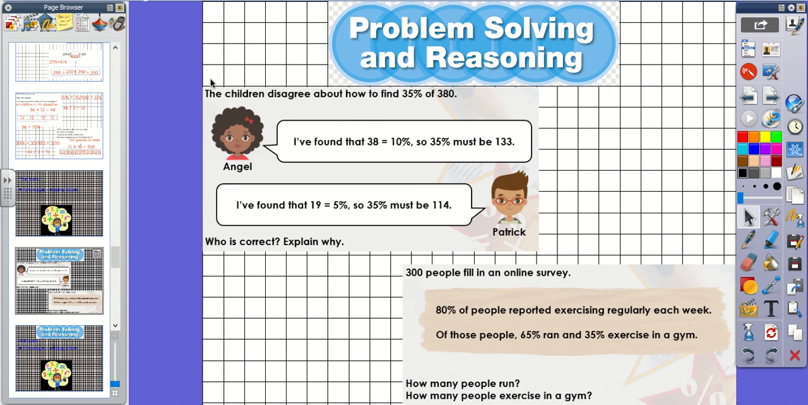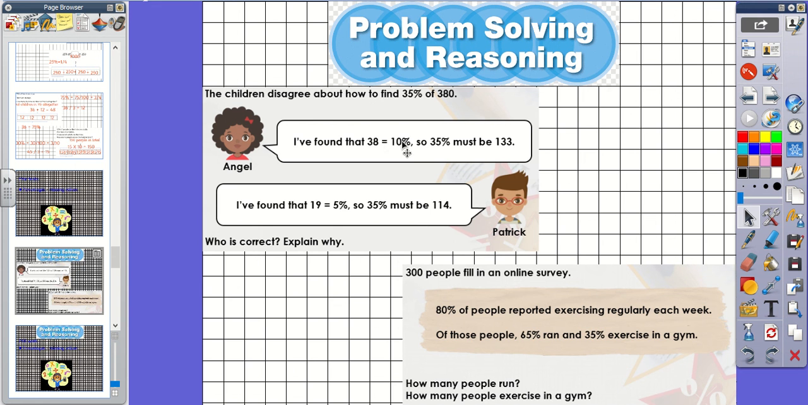The children disagree about how to find 35% of 380. Angel says, I found that 38 equals 10%, so 35% must be 133. Patrick says, I found that 19 equals 5%, so 35% must be 114. Who is correct? Explain why. So I'm going to look at Angel first.